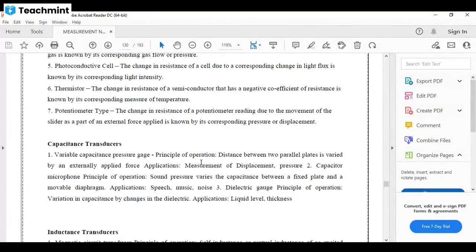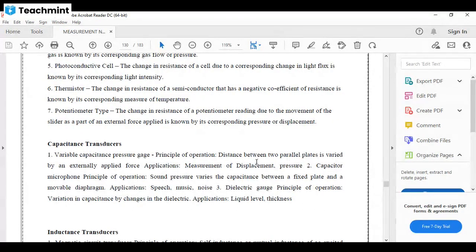The principle of operation: the distance between two parallel plates is varied by an externally applied force. So in its operation, we measure the distance between the two parallel plates, and the plate distance is varied due to the applied external force, and the application is measurement of displacement and pressure.